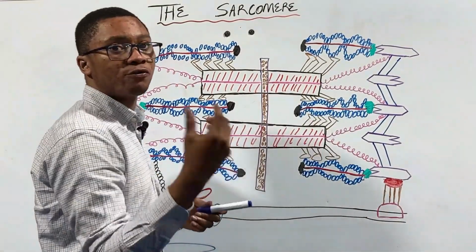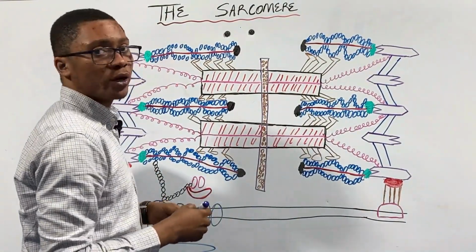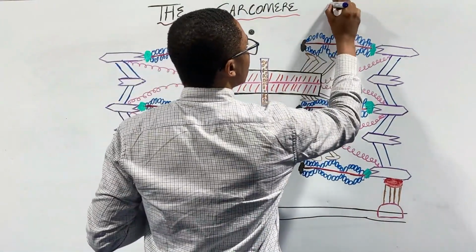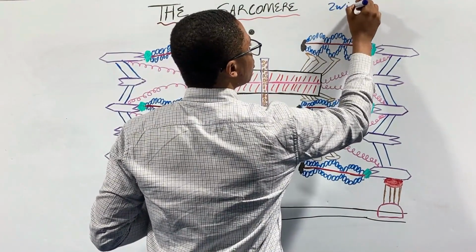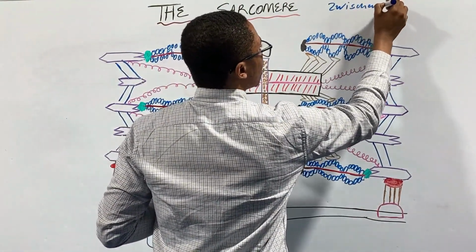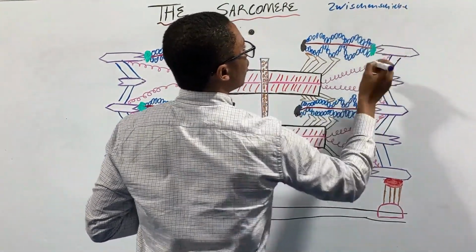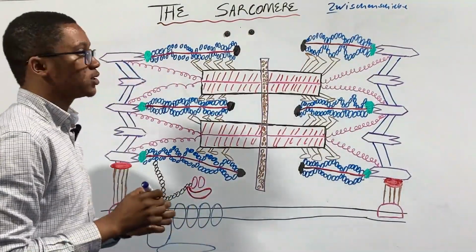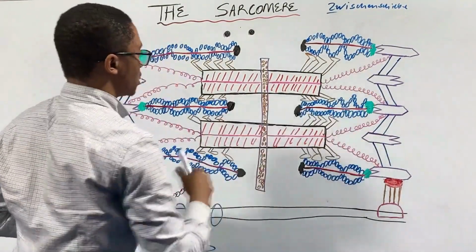It's actually coined from the German word Scheibe, if you want to know. So the first letter is Z, and we call it the Z disc. All right, so this is the Z disc.